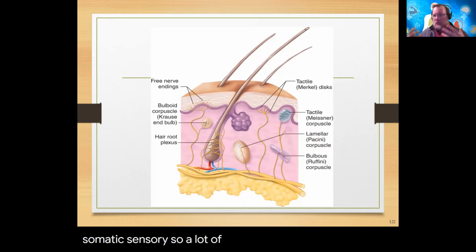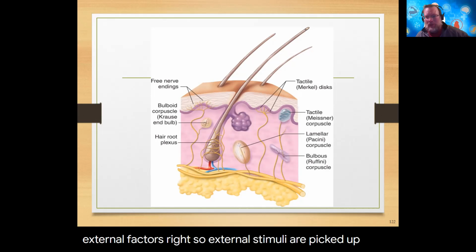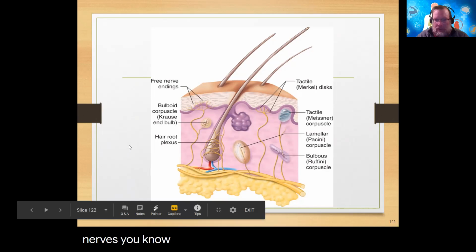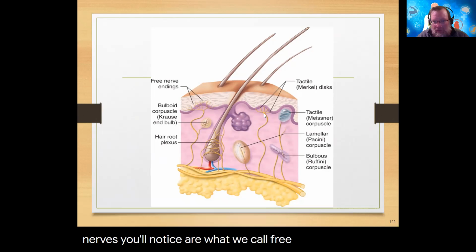So a lot of your cutaneous receptors, your skin receptors, are going to pick up what we call external factors, right? So external stimuli are picked up by what we call exteroceptors or external receptors. Also, they'll call them cutaneous receptors. Now, we do see different types of nerves with these receptors. Some of the nerves you'll notice are what we call free. So we see free nerve endings. We see them over here. There they are, free nerve endings. And then we see what are called encapsulated nerves. So that's what these corpuscles are, encapsulated.